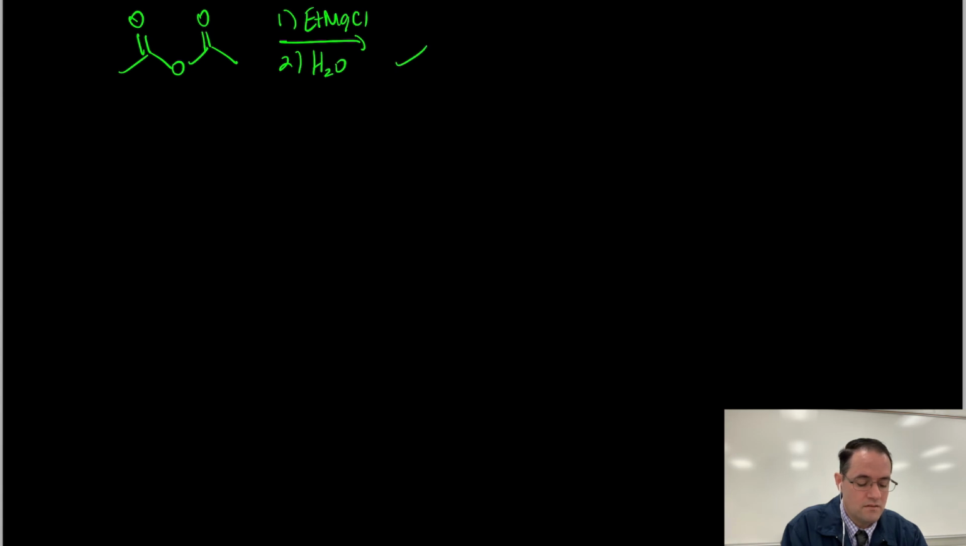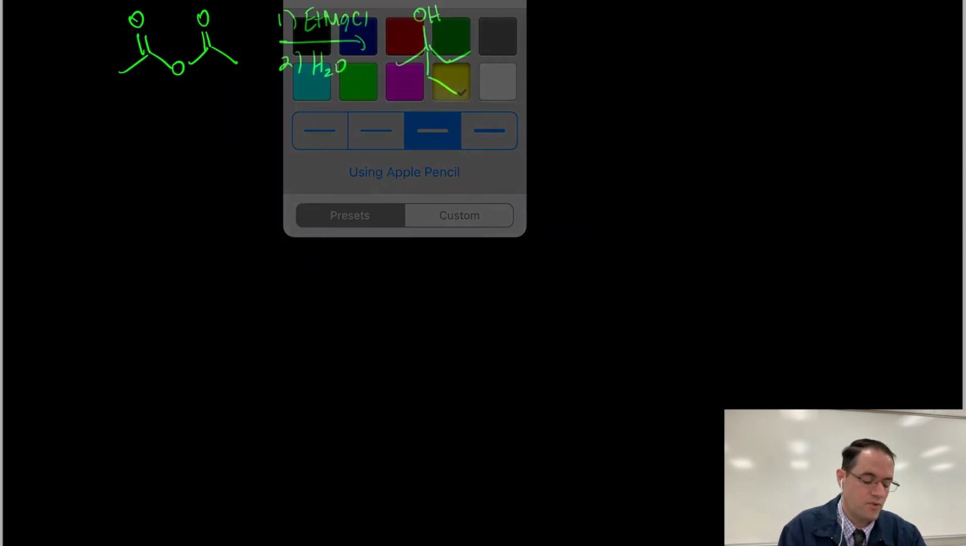Okay. So if we have an anhydride, and let's say I treat this with ethyl magnesium chloride, water, I will form this molecule. All right, so let me try to show you the mechanism for that.